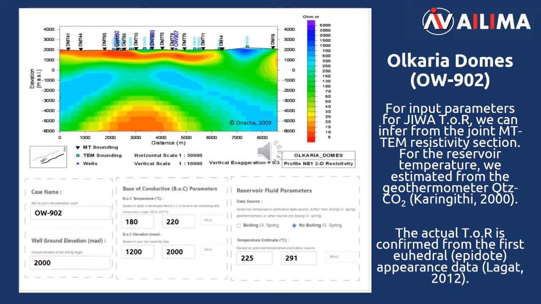Since there is no boiling chloride spring noted, we utilize the quartz and CO2 geothermometers to infer the reservoir temperature, which is 225 to 291 degrees Celsius. We further confirm the actual TOR utilizing the first euhedral epidote appearance data.